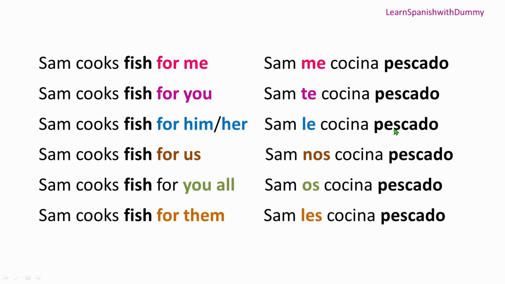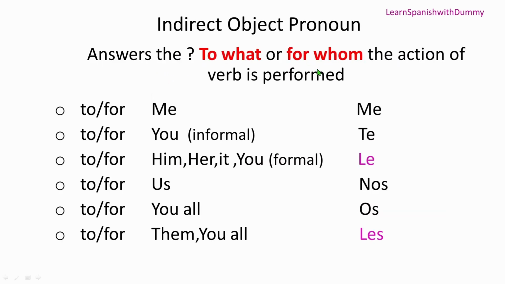Let's move ahead. Alright, so here we've got some sentences. First sentence says Sam cooks fish for me. Okay, Sam cooks fish for me, and in Spanish it is Sam me cocina pescado. Now here me is actually for me. Okay, me. And like we have learned here, right? Me means either to me or for me, right?